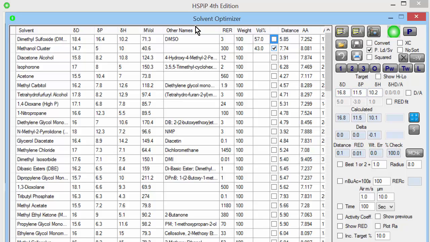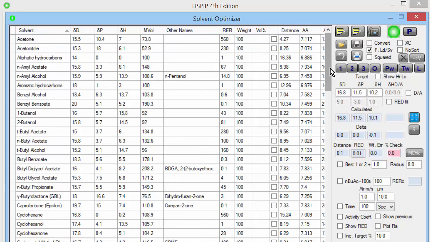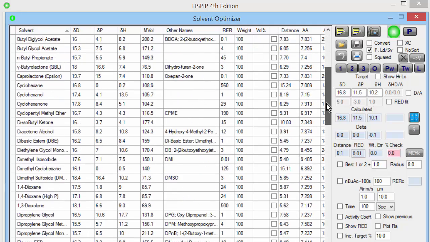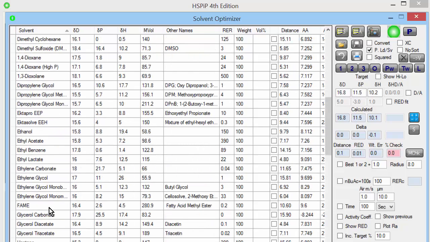Let's be a bit more adventurous than that. I'll sort them by name so I can find them. An interesting solvent is FAME, fatty acid methyl ester, methyl soyate. Now FAME is good because it's green, it's biodegradable, everything, but it's generally a useless solvent. It's a fairly oily solvent, very far away from our target. In fact, its distance is 10.6, which is a very long distance in HSP terms.